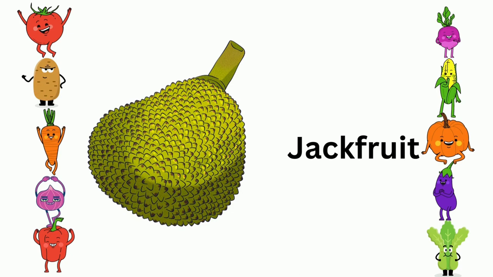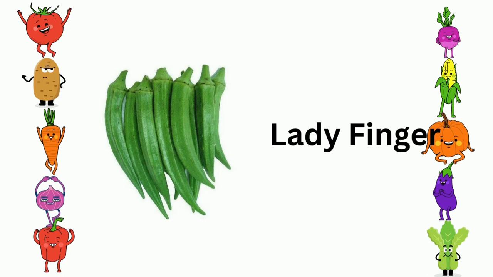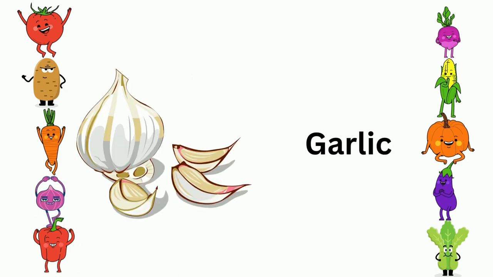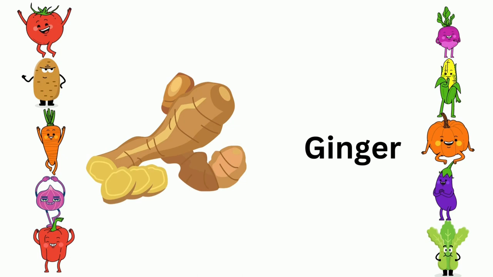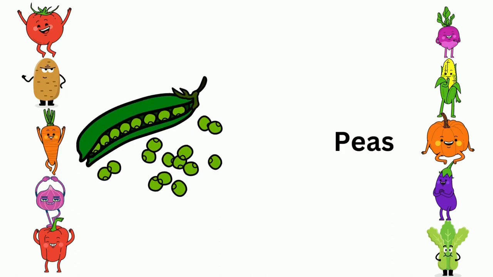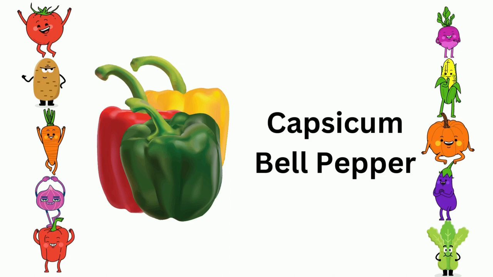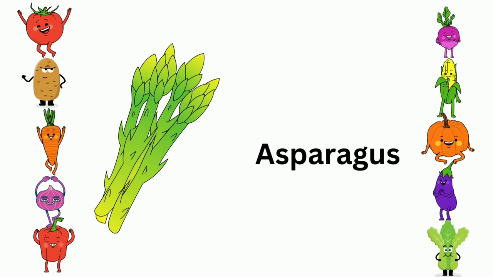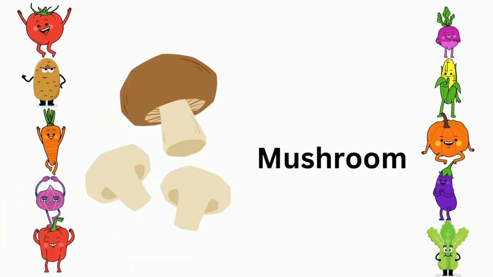Jackfruit. Say, jackfruit. Ladyfinger. Ladyfinger. Cucumber. Favorite cucumber. Garlic. Garlic. Ginger. Ginger. Green chilies. What is this? Green chilies. Peas. My favorite peas. Capsicum and bell pepper. Asparagus. Asparagus. Mushrooms.